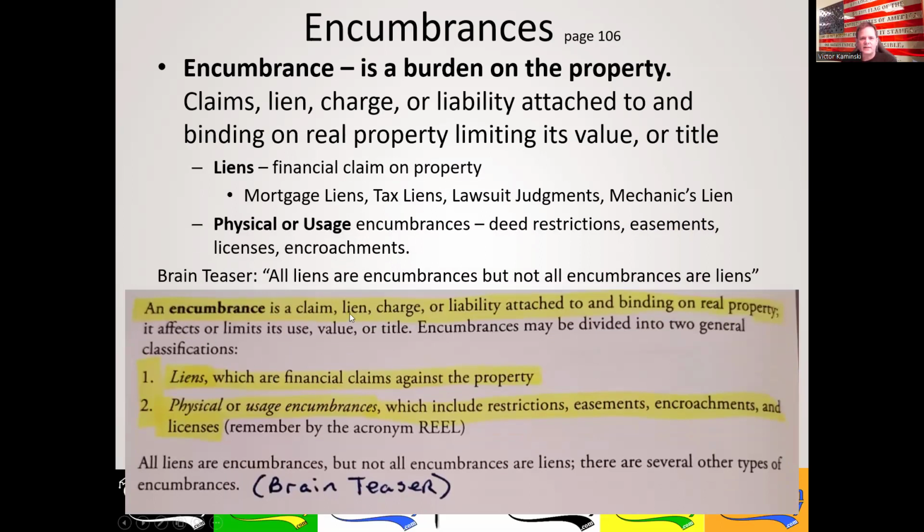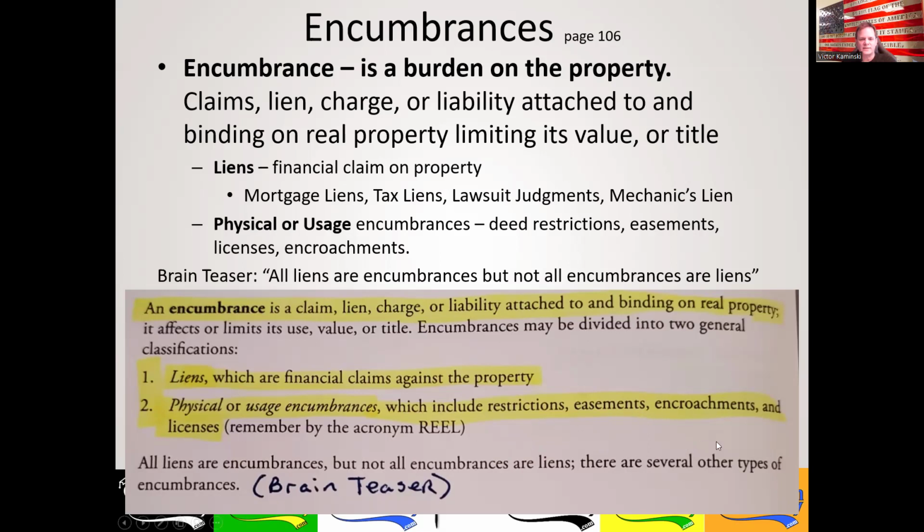An encumbrance is a claim, lien, charge, or liability attached to and binding on real property. Liens are financial claims against the property. Then there are physical and usage encumbrances, which include restrictions that may have been added into the deed on how you could use your property. That could affect its value and saleability and make it harder to sell, right? If there's a restriction on how you could use a property. Selling you a gas station, but you can't use it as a gas station. Okay, well, that may be fine for somebody who wants to turn it into an office or an auto shop and has no intent on pumping gas.